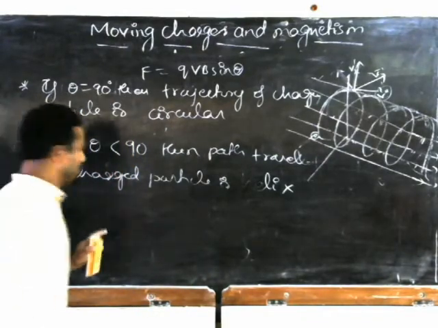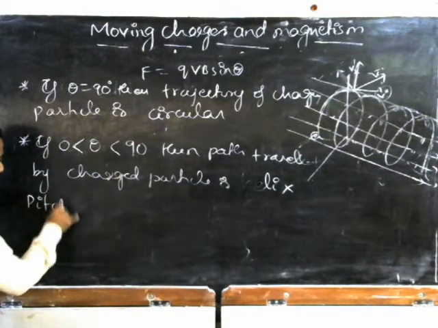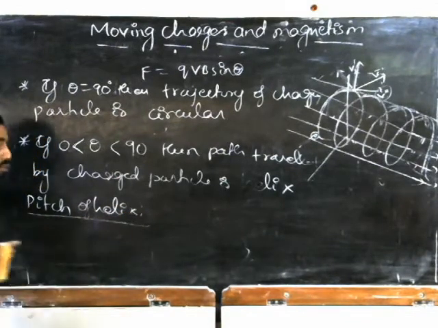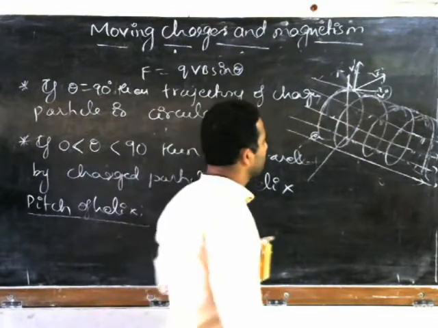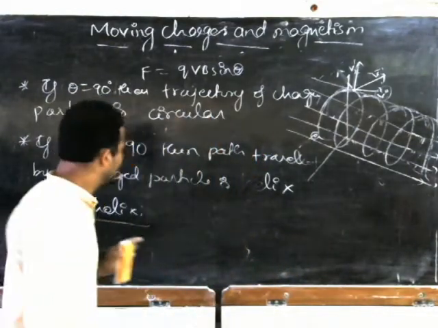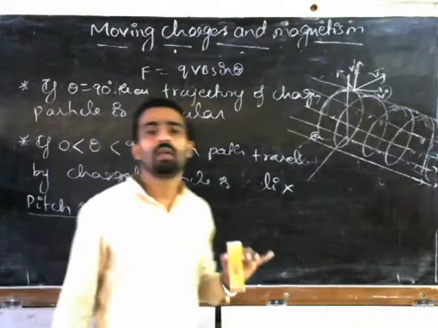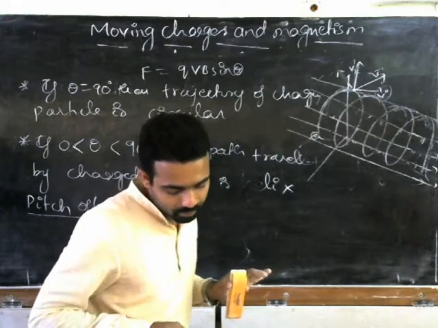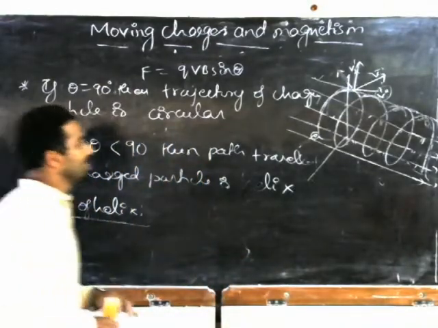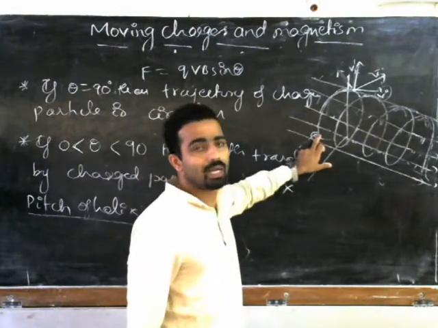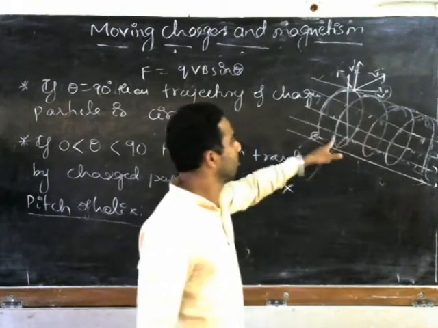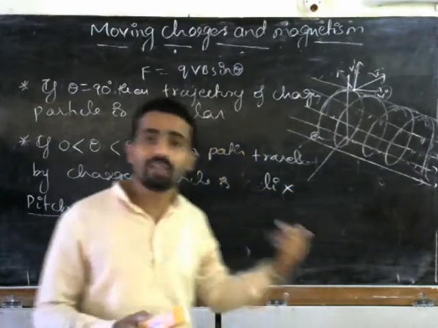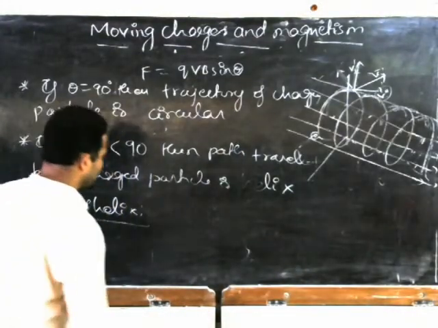Then there is one term which we have to understand: pitch of a helix. Pitch of a helix means the distance travelled by the charged particle during one complete revolution. When the charged particle completes one rotation, the distance travelled by it is called the pitch of a helix.